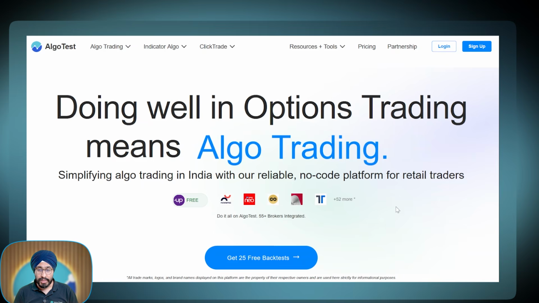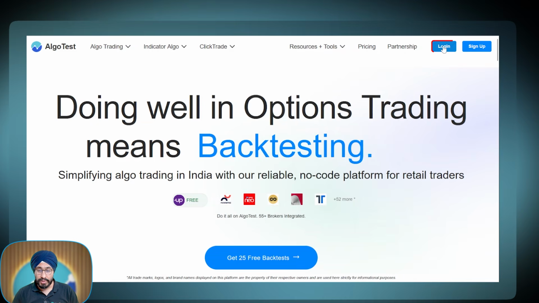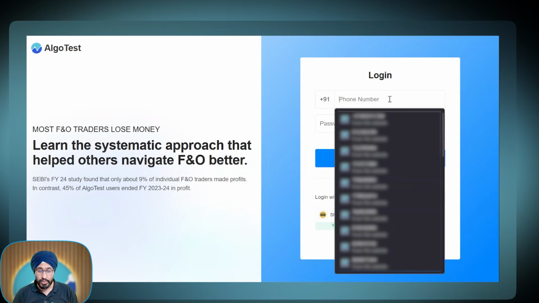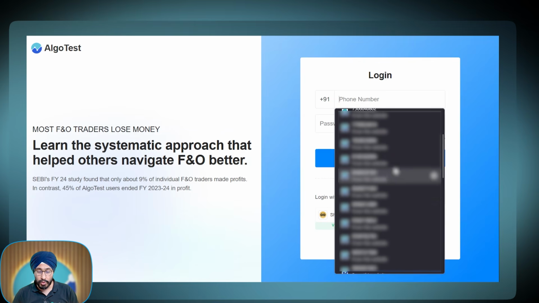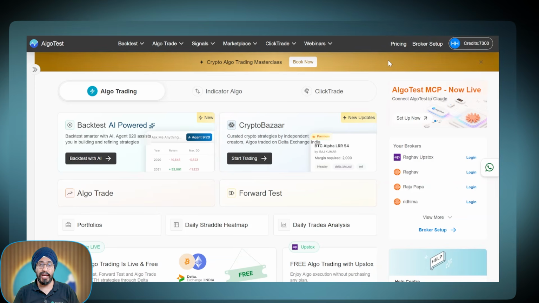So welcome to AlgoTest. I'm going to log into my account. If you don't already have an account, you can easily sign up with your phone number or Google account and let's start. This is the dashboard. Let's understand how option buying works.